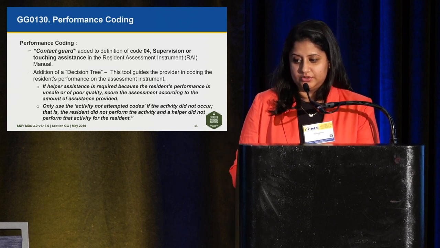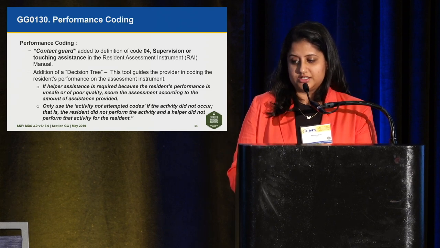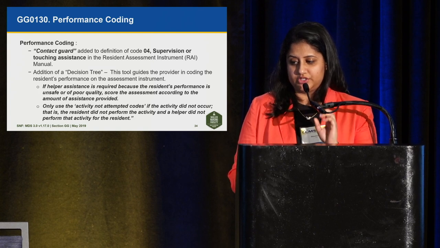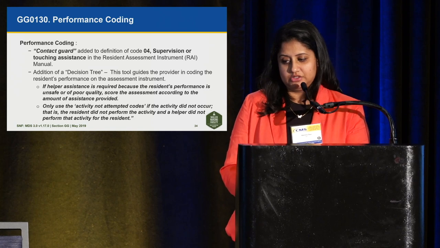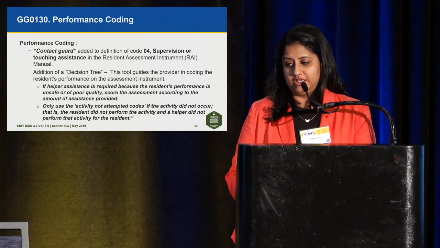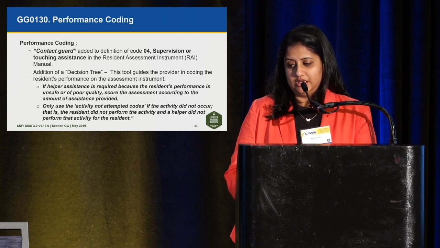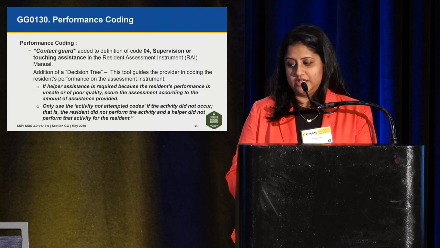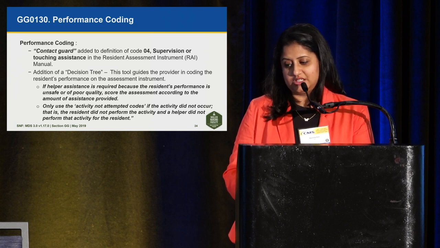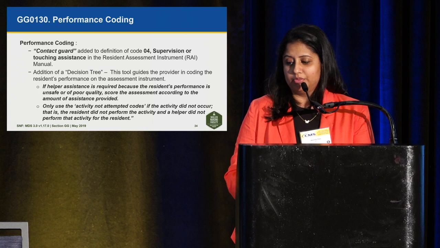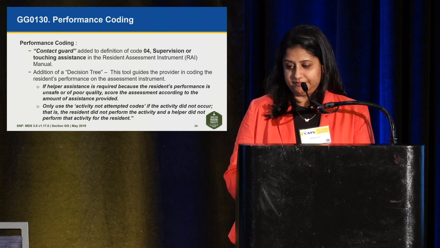Another thing that we've added to Section GG is the performance coding. So contact guard was added to the definition of code 04, supervision or touching assistance, in the Resident Assessment Instrument manual. And we also added a decision tree. And this is a tool that guides the providers in coding the resident's performance on the assessment instrument. So when using the decision tree, you can use one of the six performance codes or the activity not attempted codes. We do recommend using the activity not attempted codes only if the activity did not occur, so the resident did not perform the activity and a helper did not perform the activity for that resident.